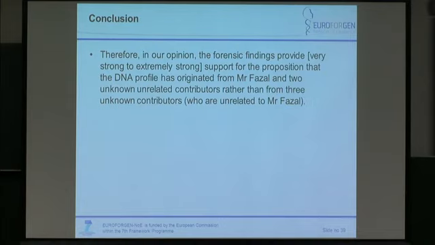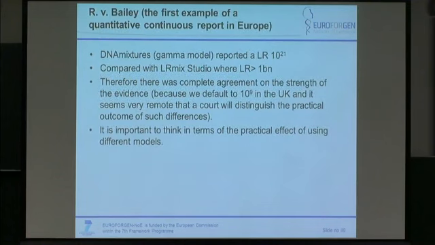So in our opinion, the forensic findings provide very strong to extremely strong support for the proposition that the DNA profile has originated from Mr. Fazal and 2 unknown, unrelated contributors rather than 3 unknown contributors. So we turn it into a verbal scale because some courts are quite keen on that. But of course, all of the information is disclosed to them, so they can make up their own mind.